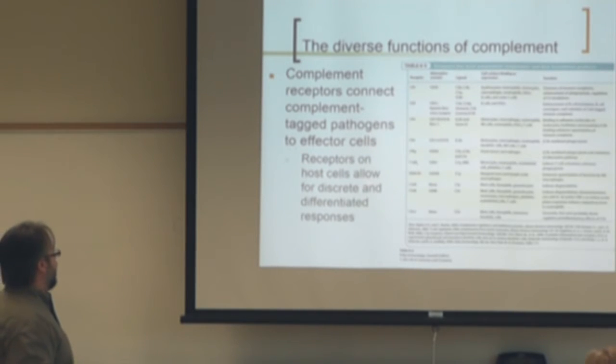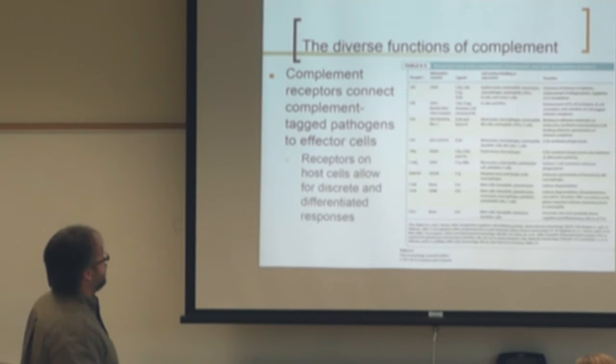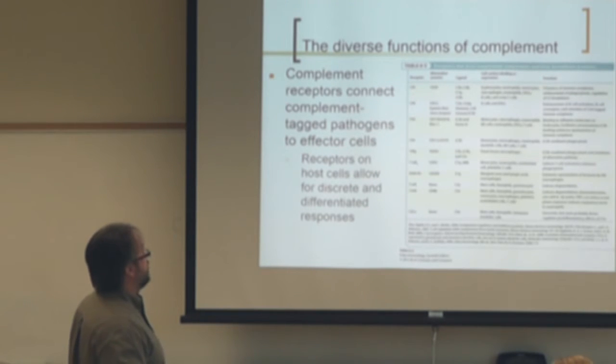Okay, so complement receptors, they connect complement-tagged pathogens to effector cells. Receptors on the host cells allow for discrete and differentiated responses. So here are different receptors. And usually when we're talking about receptors, we have a little R in there somewhere, or a big R. So we have receptors for C1. So C1R will bind to C1, and these are on the surface of macrophages and eosinophils, and lead to clearance of the immune complex. They enhance phagocytosis. So if the receptor binds to these, this is what's going to happen.